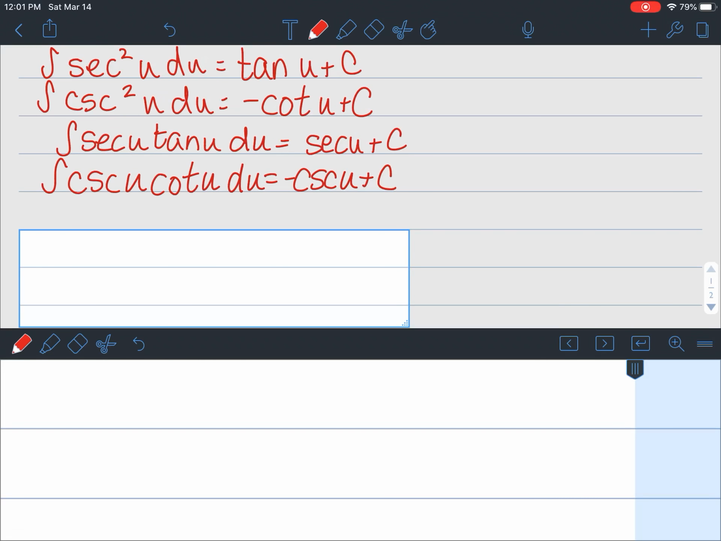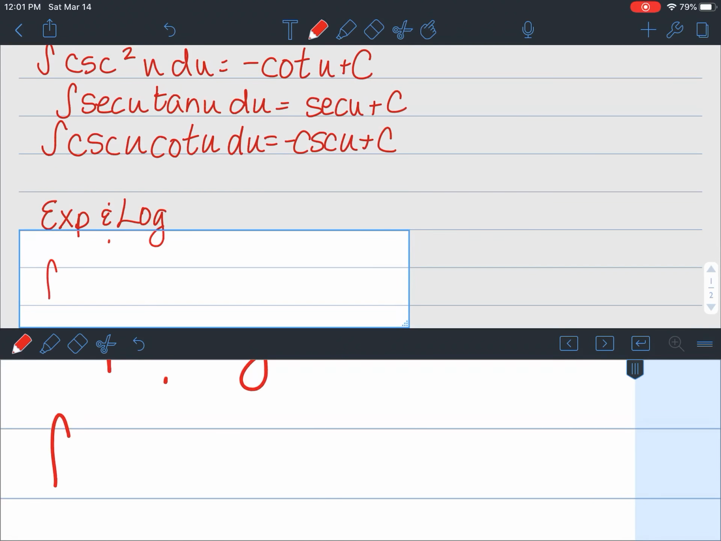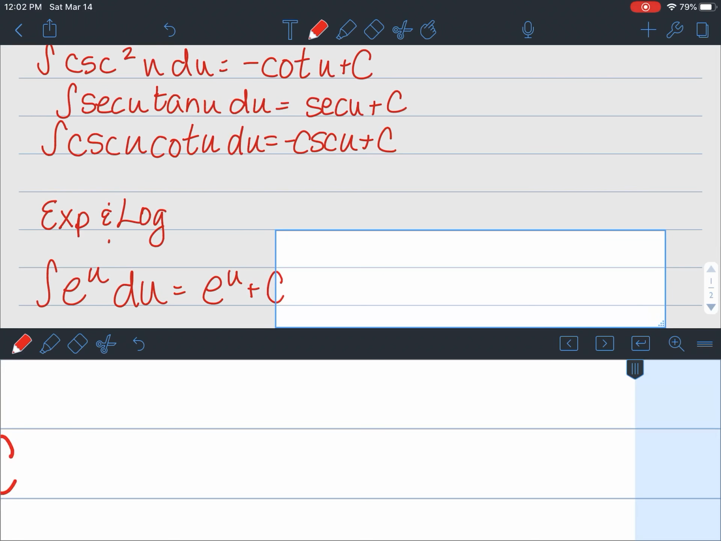Okay, next on our list we have some exponentials and logs. The integral of e to the u du equals e to the u plus c. E to the u is one of those strange little expressions whose derivative and integral are exactly the same. It's weird, but it's true.